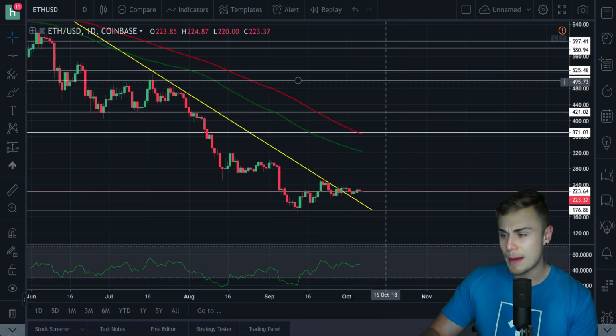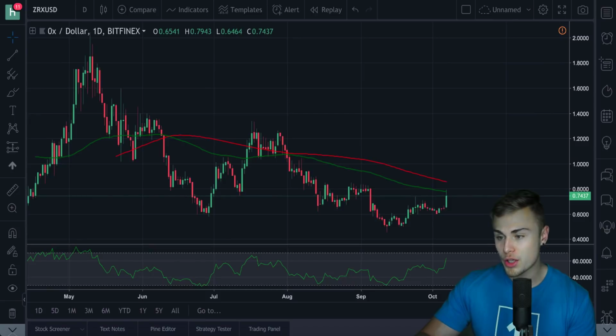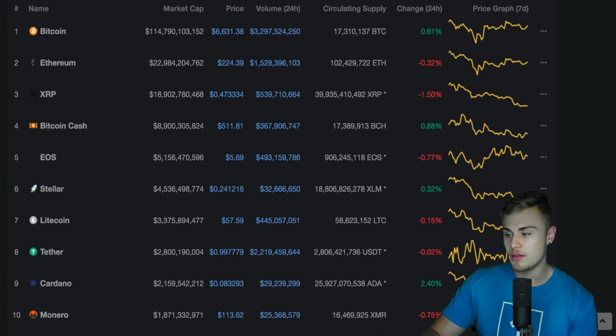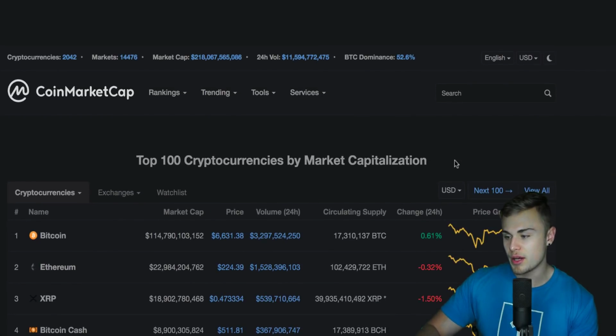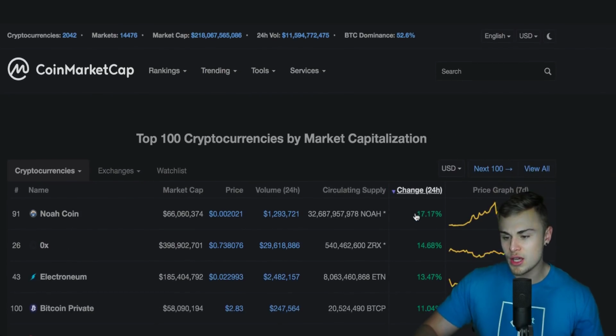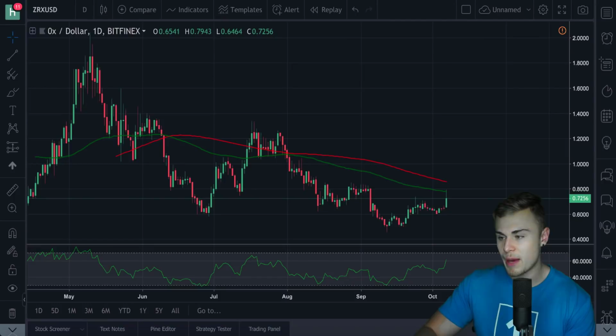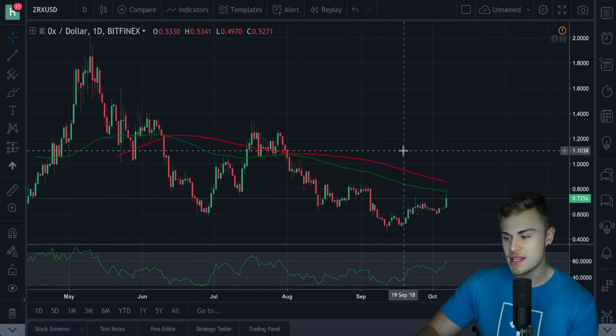So pretty much just to wrap up this episode, we're going to look at OX, which actually made a pretty big movement on the market. On CoinMarketCap right here, if you click change 24-hour volume, you can see OX, or ZRX, is the second coin to move up. We have a 15% gain right here. So bringing us back to ZRX or OX, you can see what I'm referring to.